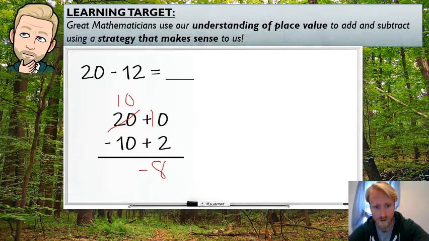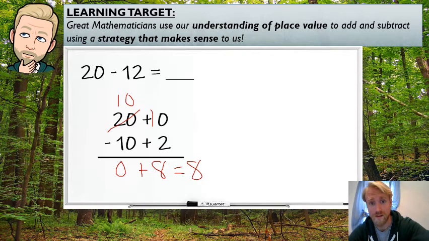Add in that plus sign. All right, and then we're just left with 10 minus 10. Yeah, any number minus itself is always going to be 0. So now I know that 20 minus 12 is 8.